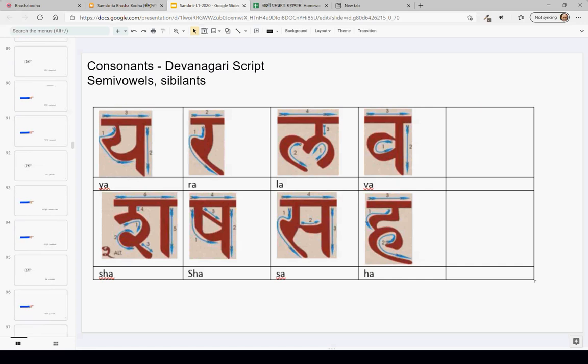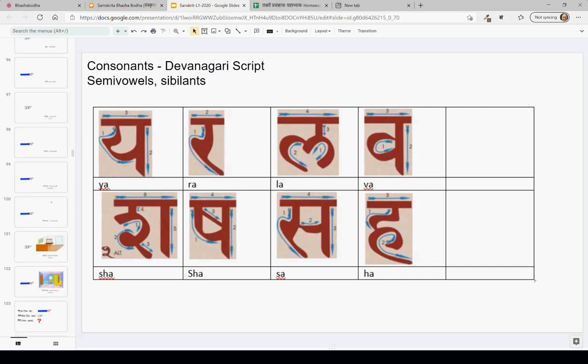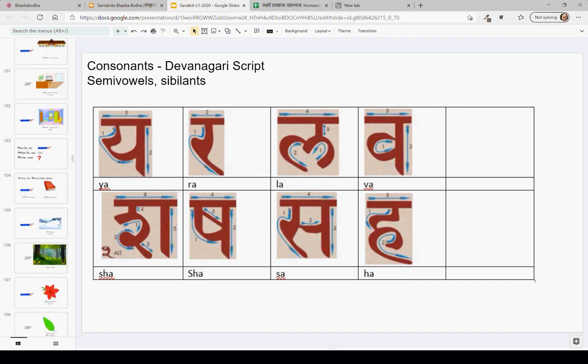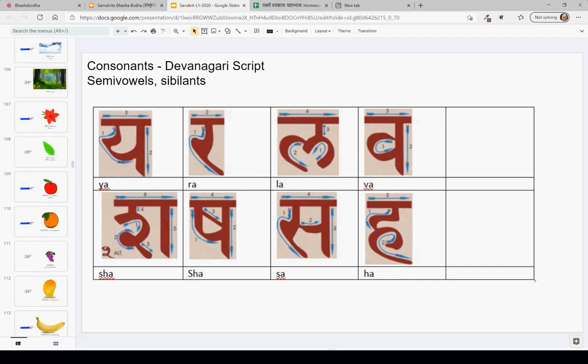Yeah, so in the same slide set, in the beginning we have the slides for consonants and vowels. If you want, you can refer to them.